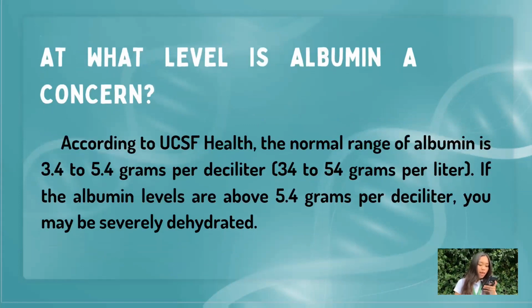According to UCSF Health, the normal range of albumin is 3.4 to 5.4 grams per deciliter, 34 to 54 grams per liter. However, the range might be slightly different for different labs. If the albumin levels are above 5.4 grams per deciliter, you may be severely dehydrated, as per MedlinePlus. This may be due to causes such as diarrhea.